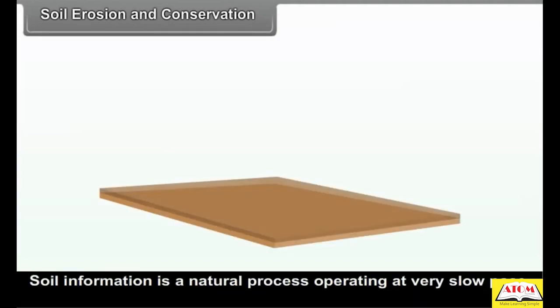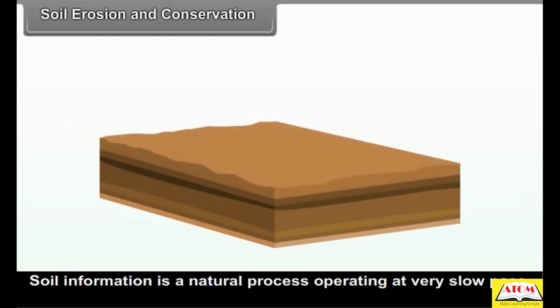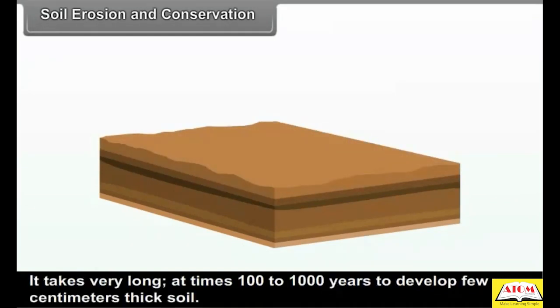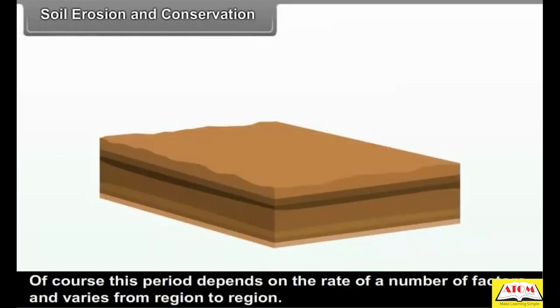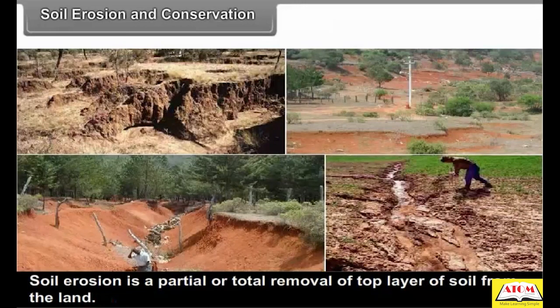Soil erosion and conservation. Soil formation is a natural process operating at a very slow pace. It takes very long, at times 100 to 1000 years, to develop a few centimeters of thick soil. Of course, this period depends on a number of factors and varies from region to region. Soil erosion is a partial or total removal of the top layer of soil from the land.